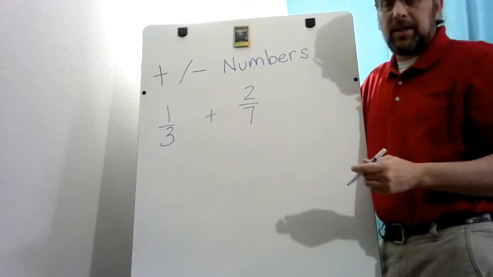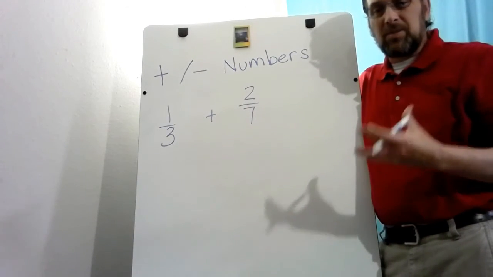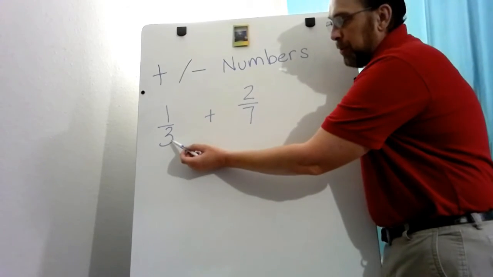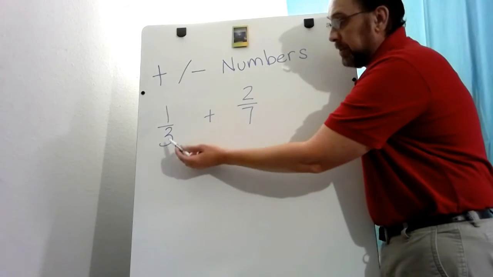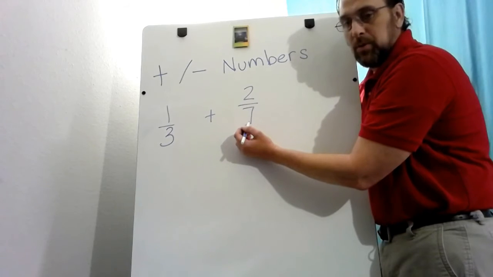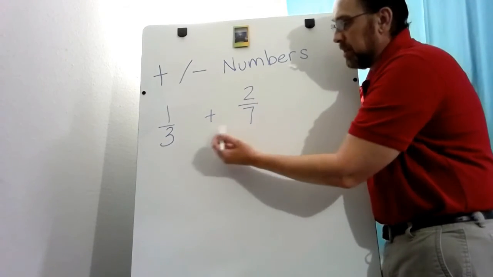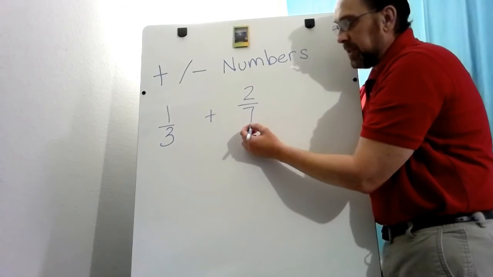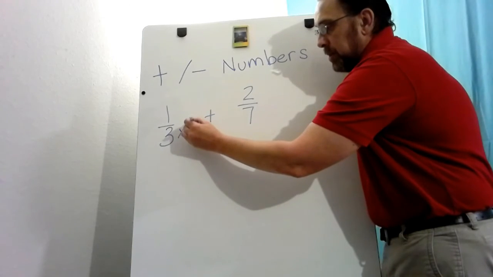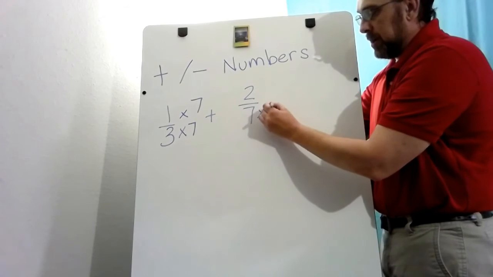If I'm utilizing the least common denominator, I have to look at the 3 and 7 and ask myself, what is the smallest number they both have in common? Do they both have 6? No. 9? No. Nothing times 7 equals 9. 12? Nothing times 7 equals 12. 15? Nothing times 7 equals 15. 18? Nothing times 7 equals 18. 21? Yes, they do have 21 in common. 3 times 7 is 21. 7 times 3 is 21.